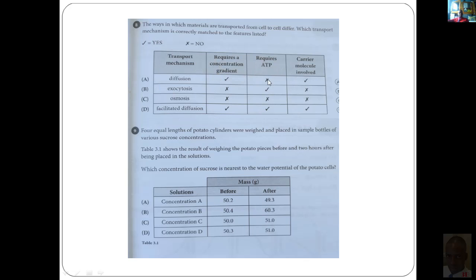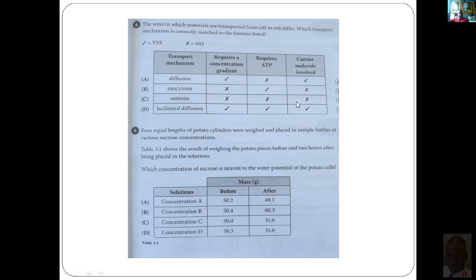So a tick for yes and an X for no. So we're looking at the transport mechanism. Requires concentration gradient, requires ATP, and requires a carrier molecule. So does diffusion require a concentration gradient? Yes. Does it require ATP? No. Does it require a carrier molecule? No. So A is out.